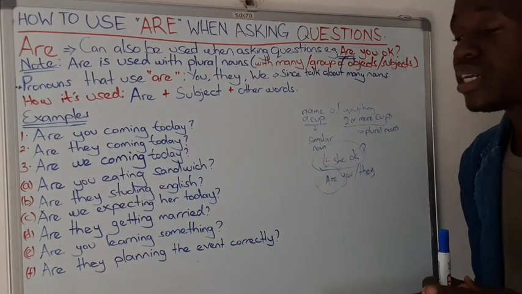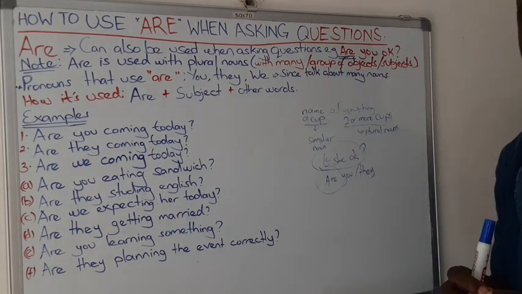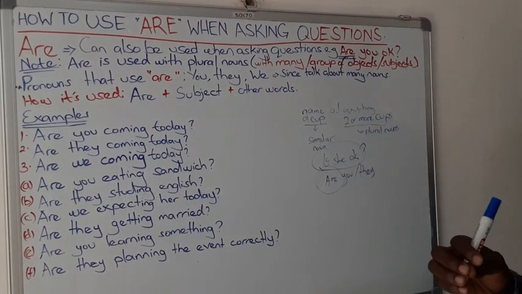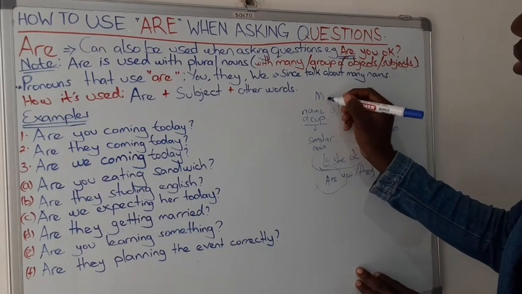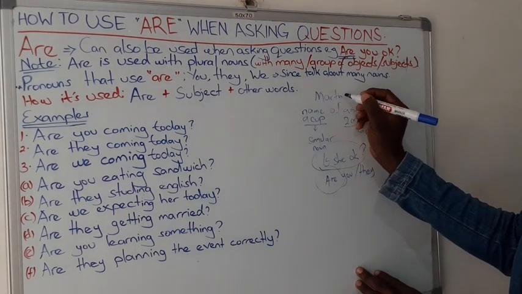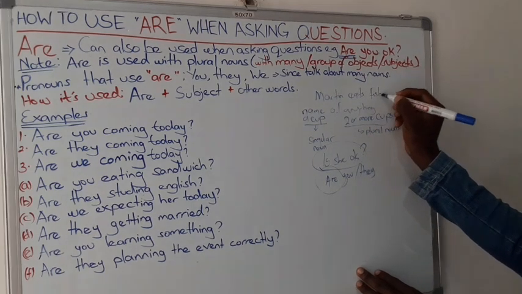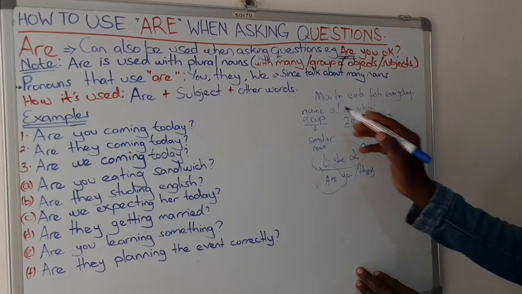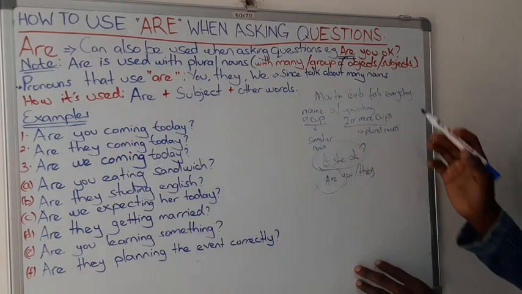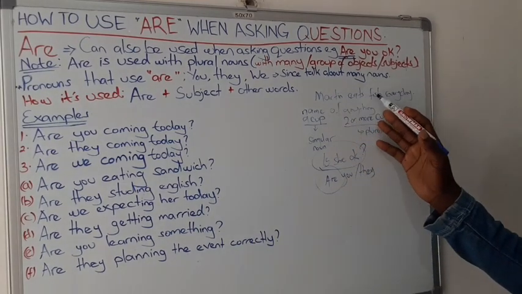Remember we said that in sentence construction, we have what we call the subject, verb, and object. An example: Martin eats fish every day. Martin eats fish every day. So I'm giving you an example of this sentence. Martin eats fish every day.